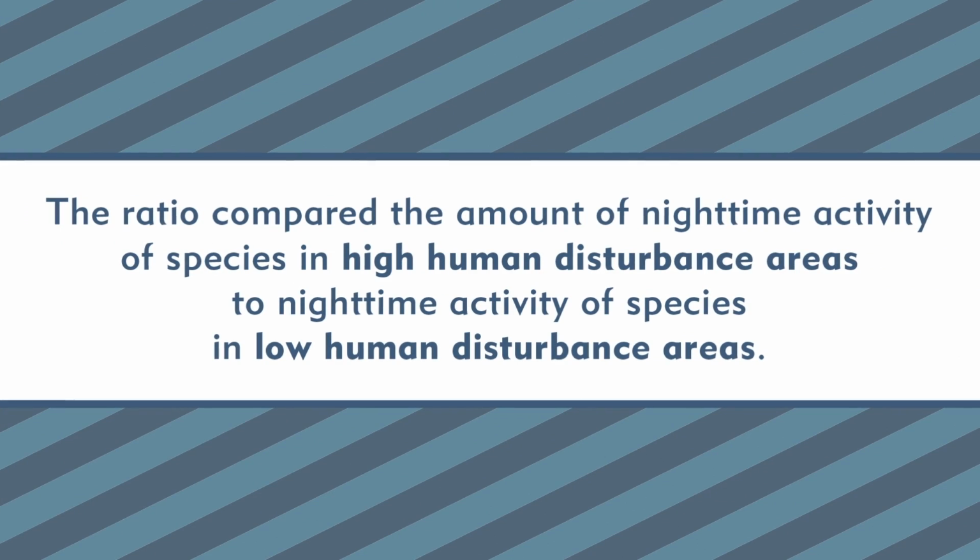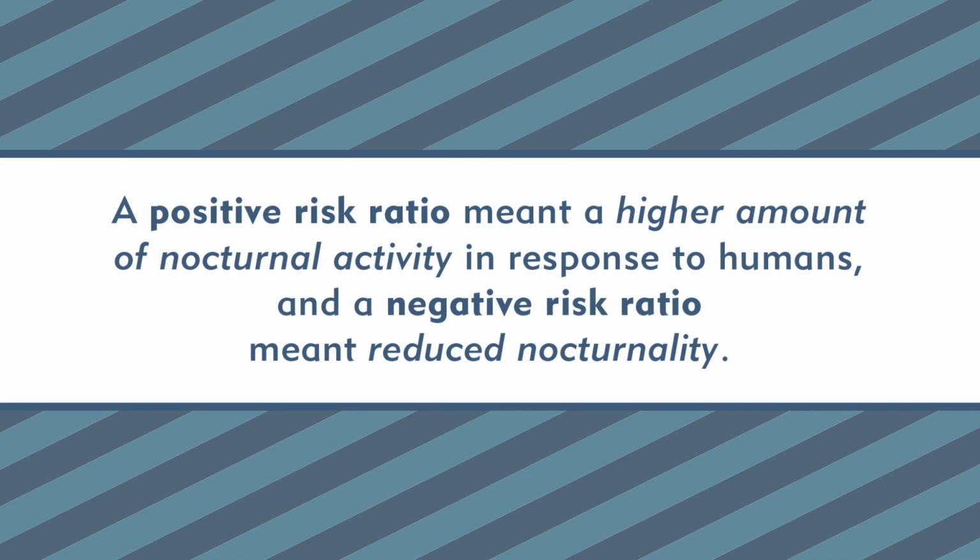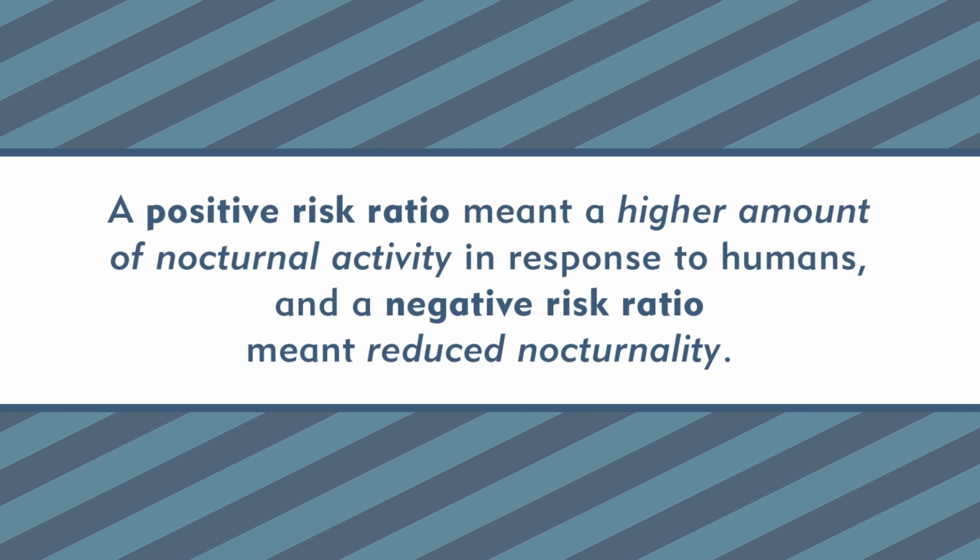To do this, the researchers measured the effect size by calculating a risk ratio. The ratio compared the amount of nighttime activity of species in high human disturbance areas to nighttime activity of species in low human disturbance areas. A positive risk ratio meant a higher amount of nocturnal activity in response to humans, and a negative risk ratio meant reduced nocturnality. So what did they find?